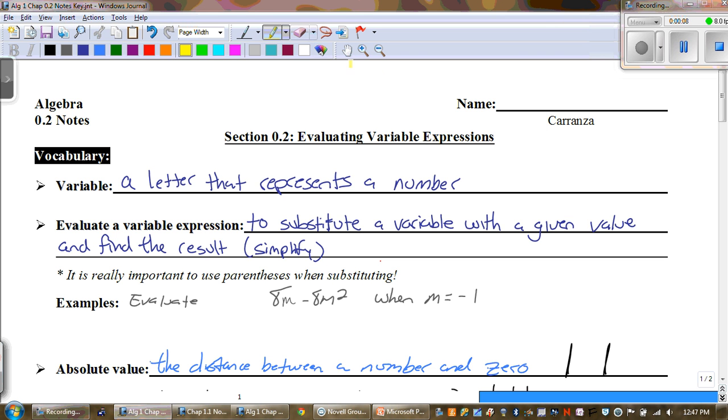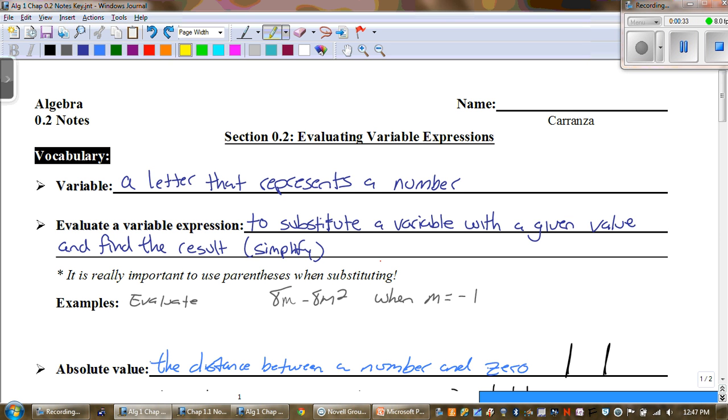Today we're going to be talking about evaluating variable expressions. A variable, in case you didn't know, is a letter that represents a number. Okay, now the most common variables you will see are x and y, but they could be m, w, p, anything, z. All of those are really popular ones.